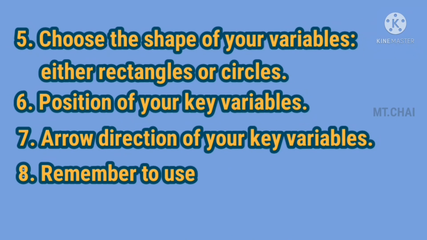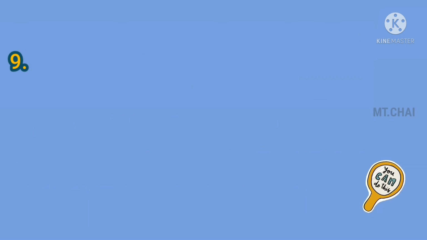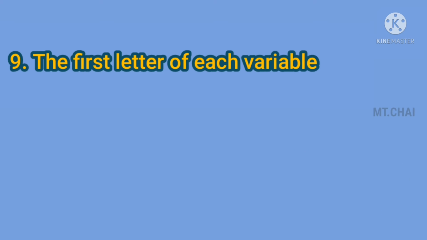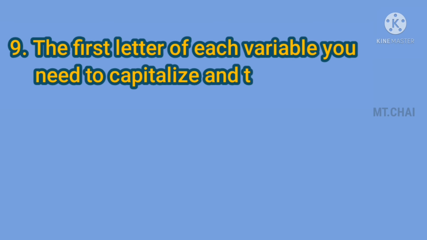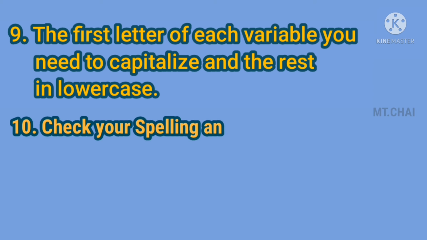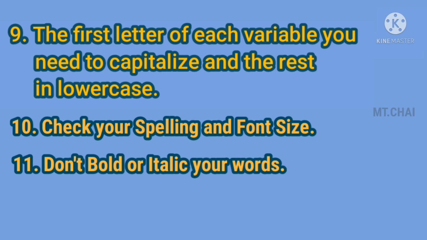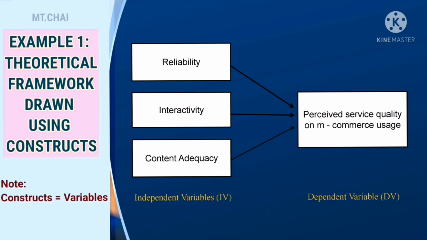Number 8. Remember to use straight line arrows to show the relationship between your independent variable and dependent variable. Number 9. The first letter of each variable you need to capitalize and the rest in lowercase. Number 10. Check your spelling and font size. Number 11. Don't bold or italicize your words. These are the 11 items that you need to look at to develop your theoretical framework.